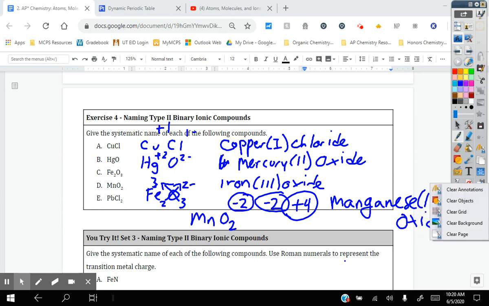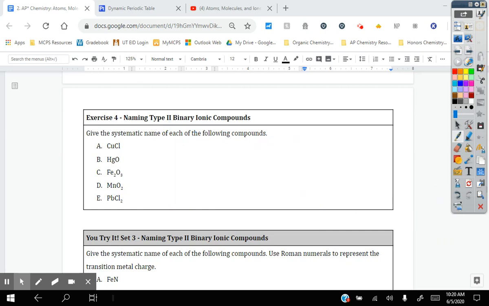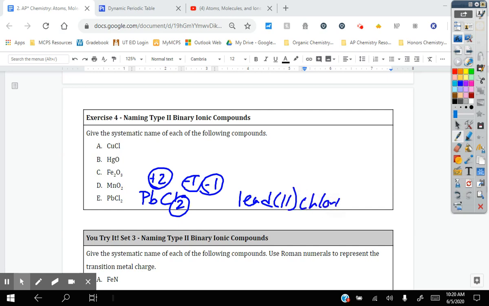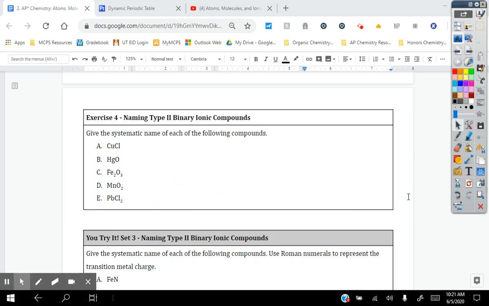And I'm going to do one last one, and I'll let you practice some more on your own. And that is lead chloride. Cl is -1, but because there's two of them, there's two -1s because of my subscript here. There's one lead. Lead has to be a +2. This is lead(II) chloride. So you do have to do some backwards thinking here. You have to figure out your charges and how they're balanced currently in order to work backwards to find your Roman numeral. So go ahead and try some of those for set 3.